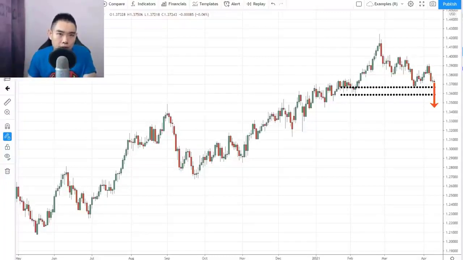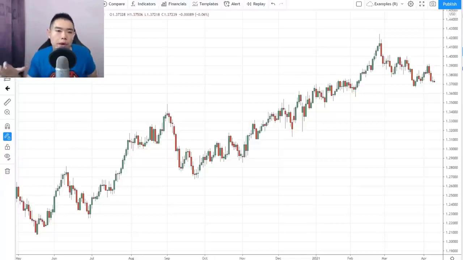But for now, looking at the big picture, I would say the pound against the US dollar, looking from left to right, this market is in an uptrend and I'm looking for buying opportunities. And don't worry about where to buy, how much to buy, when to buy. We'll cover all that stuff later on. Now just focus on this market structure.